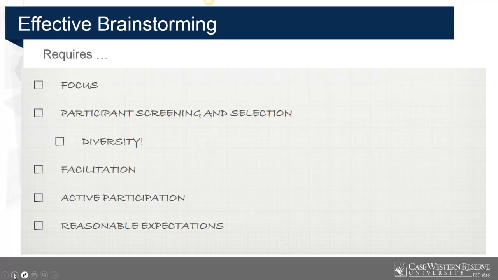Okay, so effective brainstorming, how do we do this? Well, let's spend a little time here. Effective brainstorming requires focus. Don't bring to the table too many things you want to accomplish because unless you've got the right players, it's going to be very tough. And how many players would you have in a brainstorming session? How many do you think would be needed?